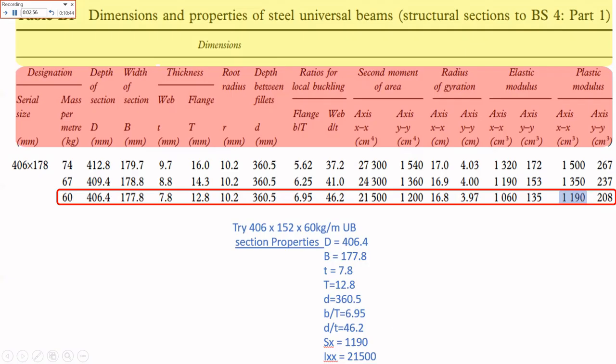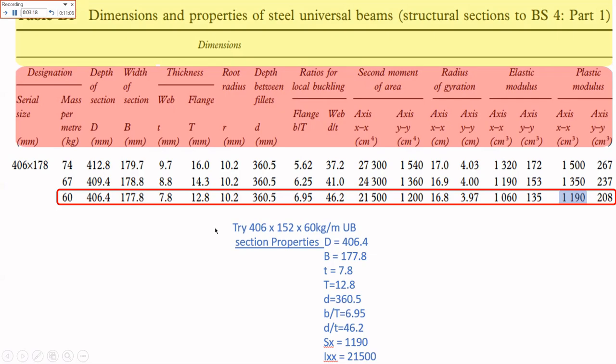And the Ixx, or the second moment of area of the beam, is the one shown here, the one I'm pointing at with the mouse, that is 21,500. Remember, again, the section modulus and the second moment of area are also shown in centimeters to power 4.